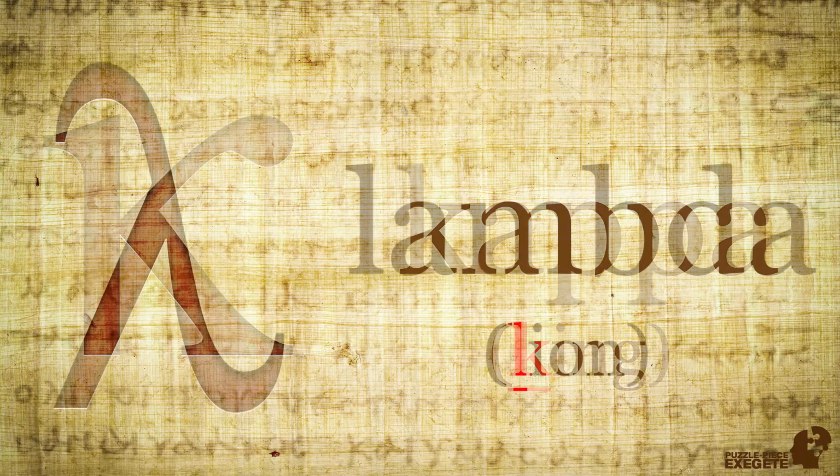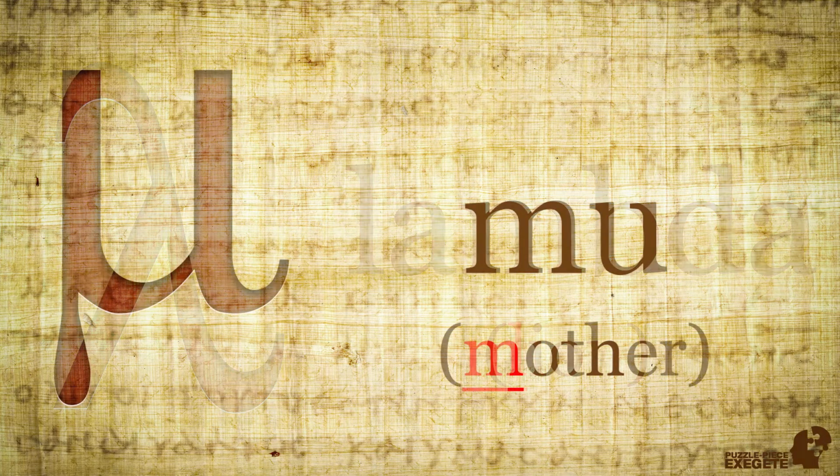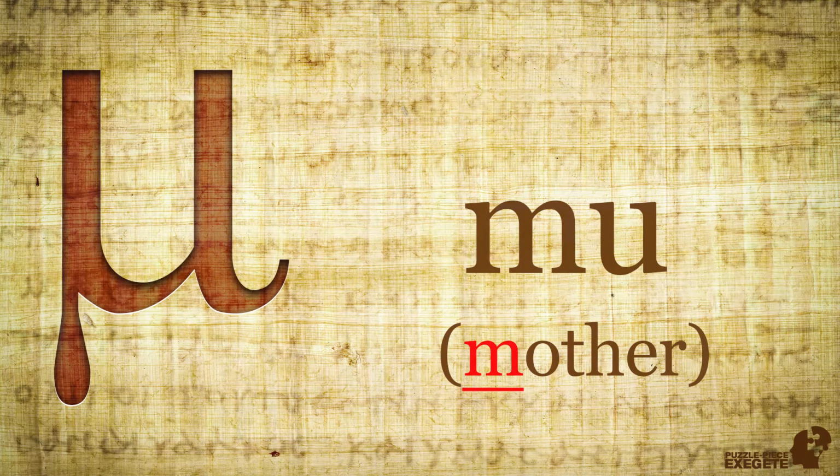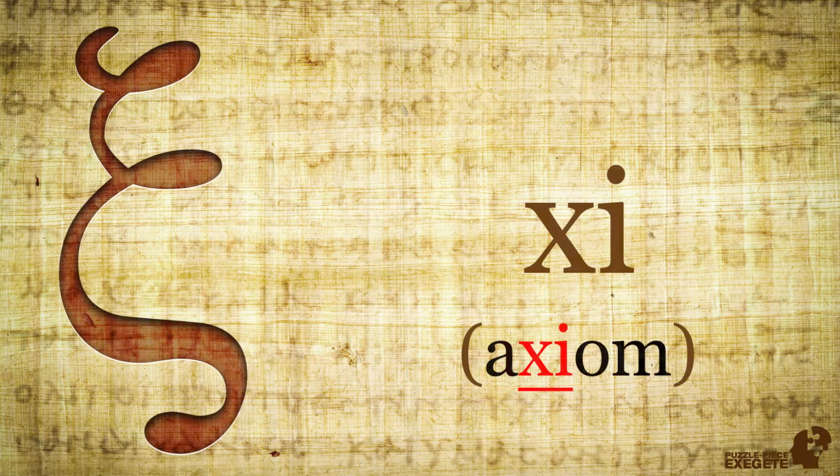Our next letter is the letter kappa, like the K in king. Next letter is lambda, like the L in lion. The next letter is the letter mu, like the M in mother. The next letter is nu, like the N in near. Now be careful, this kind of looks like a V, but it's a nu. Next letter is xi. It's kind of like the xi in axiom, so xi.